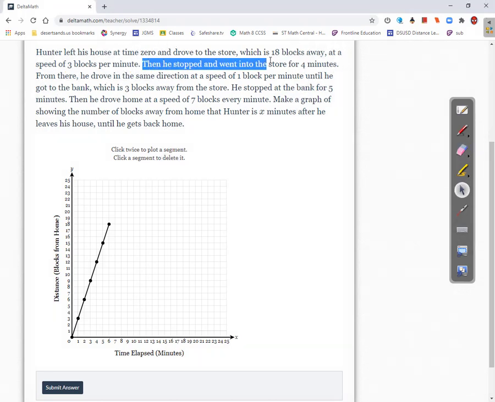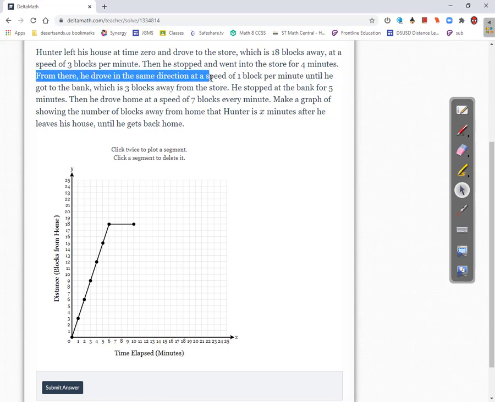It says, then he stopped and went into the store for 4 minutes. And this is an easy one. If he's stopping, his distance is not increasing or decreasing. In other words, it's going to be a horizontal line. And all we have to do is move the horizontal line 4 to the right, because that would be 1 minute, 2 minutes, 3 minutes, and 4 minutes. So that horizontal line that's 4 units long represents this part of the context where he stopped and went into the store. Notice that our distance right here is 18 blocks, 18, 18, all the way until we get to this. Next sentence.